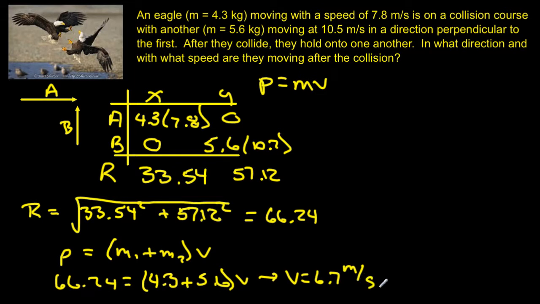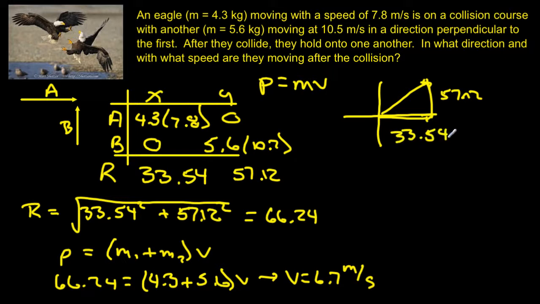Now we have to find out what direction they're going. So we'll draw a little diagram up here, an XY coordinate system. And we know that we have one going out this way and one going up, and R will be this value. So this is the Y direction, so it's 57.12. And this is the X direction, so it's 33.54.